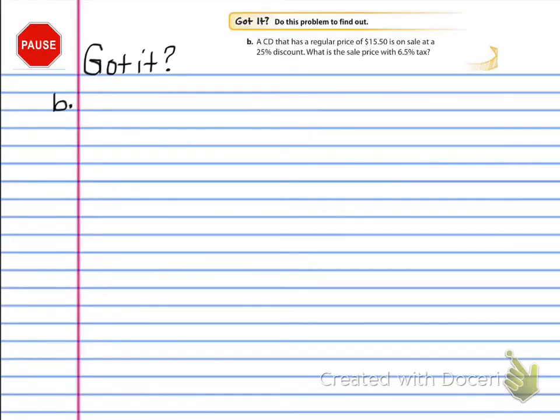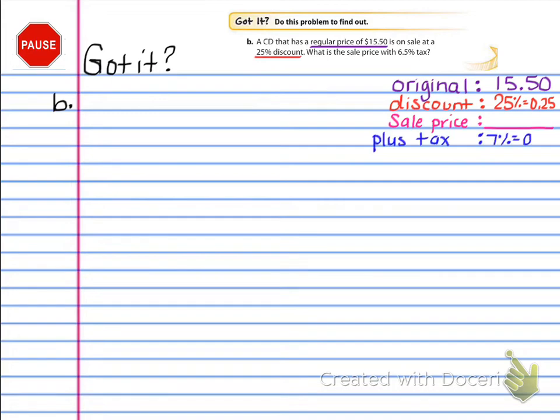All right, now we're going to look at got it for B. So the got it for B is up here in the corner, and it says a CD that has a regular price of $15.50 is on sale at a 25% discount. What is the sale price with 6.5% tax? So now we have the original price, we have the discount and the discount decimal. We've got the sale price that we don't know, the tax that we're going to have to add, and then the final price.